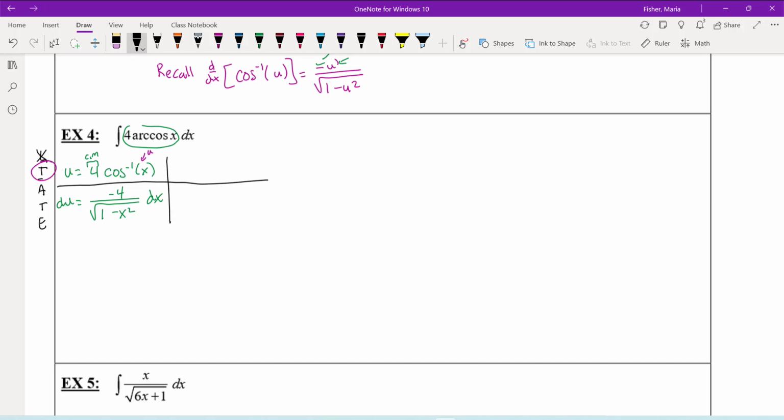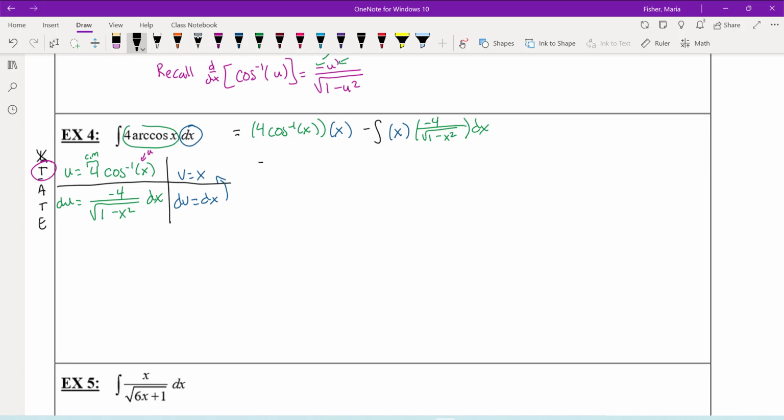Now the rest of it is my dv. Well, the rest of it is dx. And if I integrate dx, I get x. So I know that this is equal to u times v. So 4 inverse cosine of x times x minus the integral of x times negative 4 over the square root of 1 minus x squared dx.